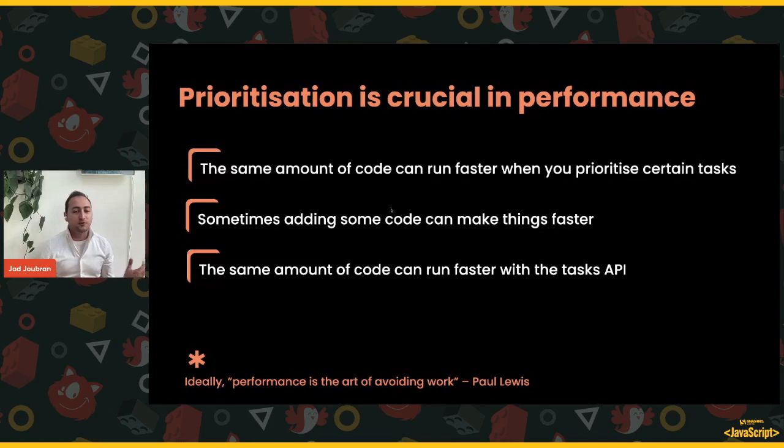I do have a quote here from Paul Lewis from maybe 6 years ago, that performance is the art of avoiding work. Of course, I really love this quote: if you can avoid running work, please avoid it. This is the first thing you should do with performance. But this talk assumes that you really cannot avoid it, and I'm trying to show you some ways to still make it faster.